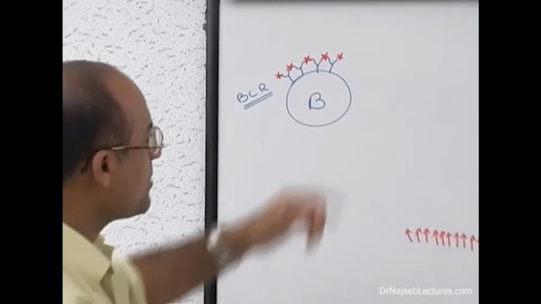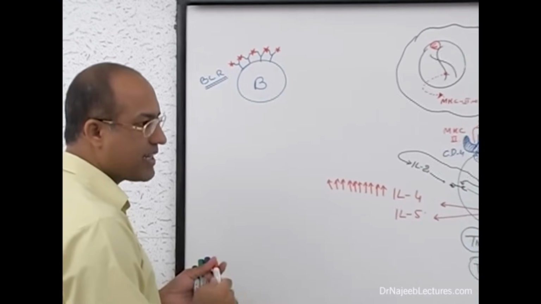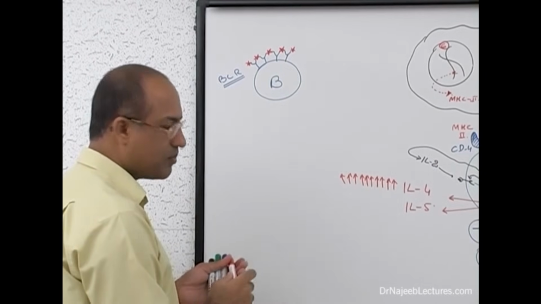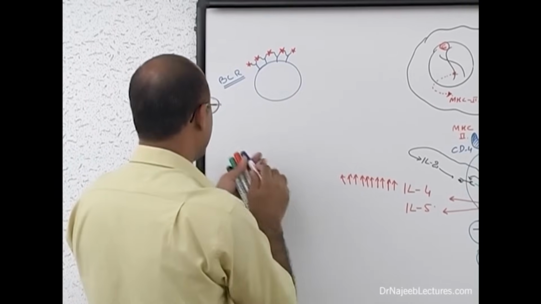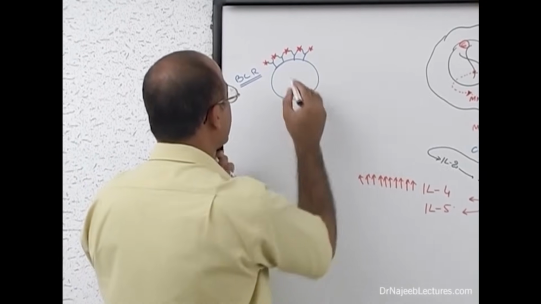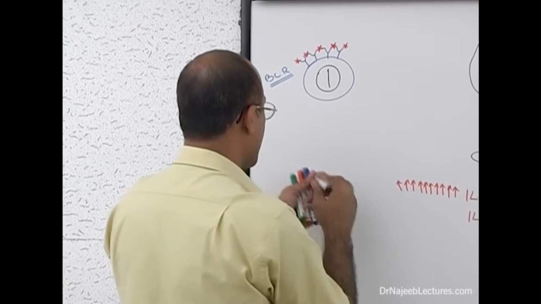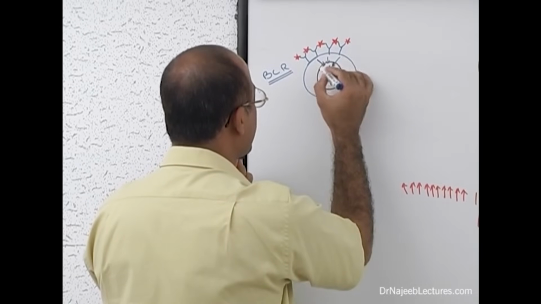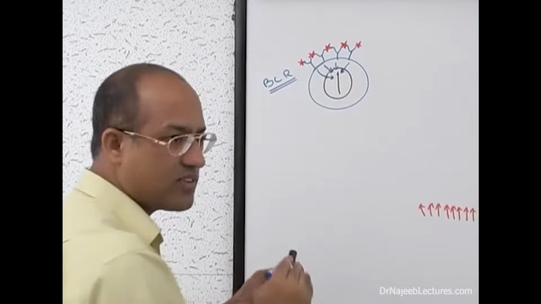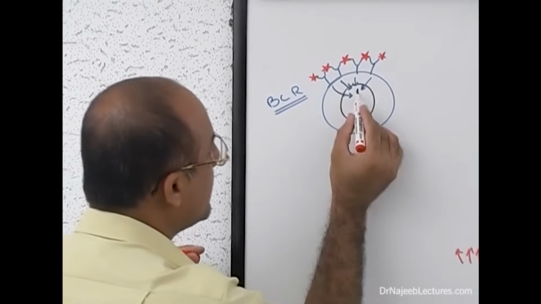Some of the free pollen antigens bind with the BCRs, B cell receptors. Now this B cell which was sleeping becomes active. This B cell has its own genetic program, and this activates the nuclear machinery of this B cell. And what happened? Look here.